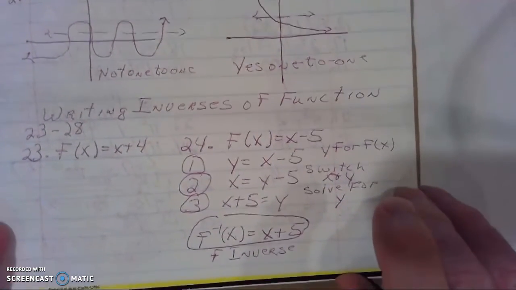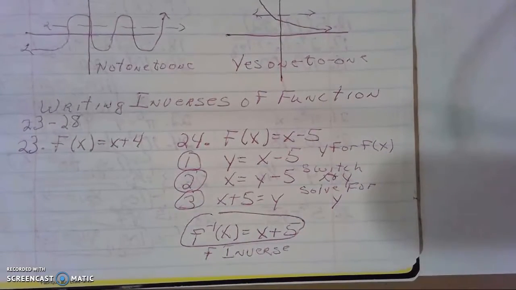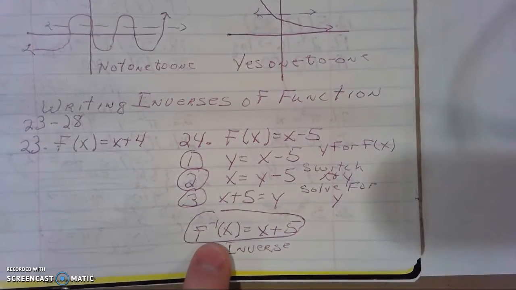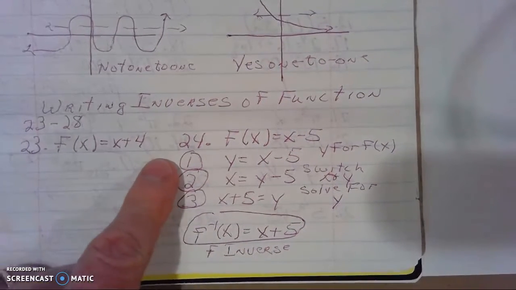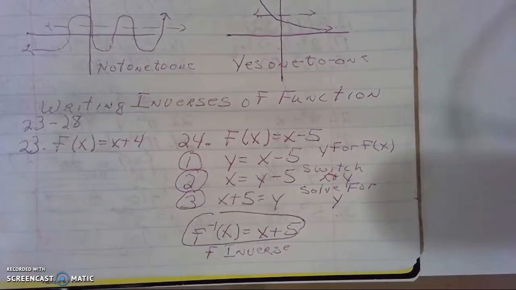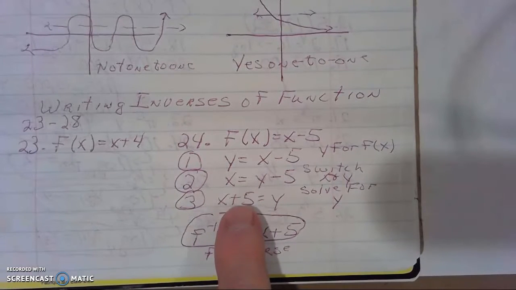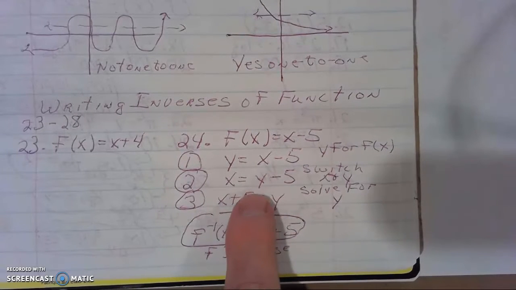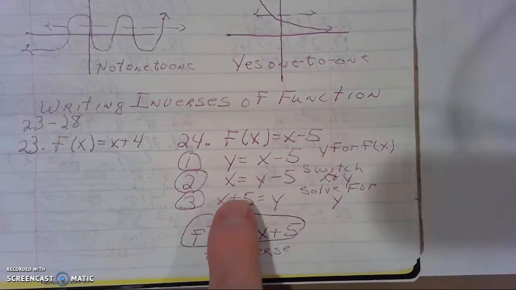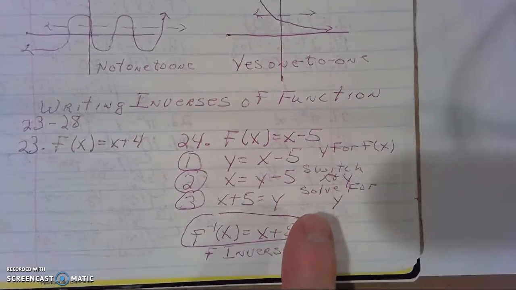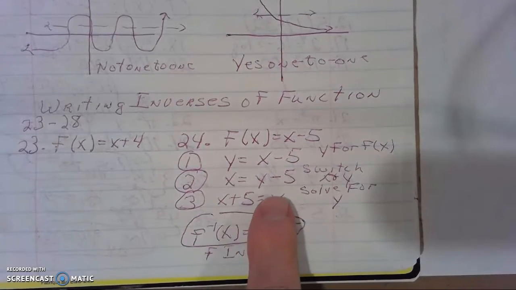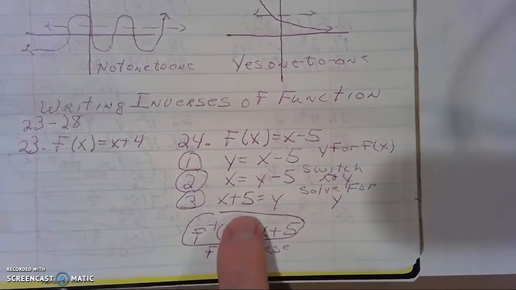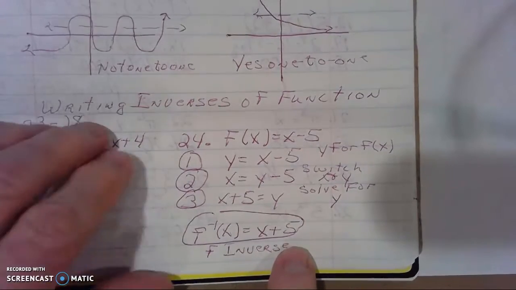Then we're given an equation, and we're going to start writing it. It's a function to begin with. We're going to write the inverse of it, and that's what this symbolism is here. First step, put y in for f of x. Just put y instead of f of x. Then step 2, switch x and y around. Instead of y equals x minus 5, it's now x equals y minus 5. Just switch them around. Step 3, solve for that y. So I add 5 to both sides. X plus 5 equals my y, and that's my inverse.